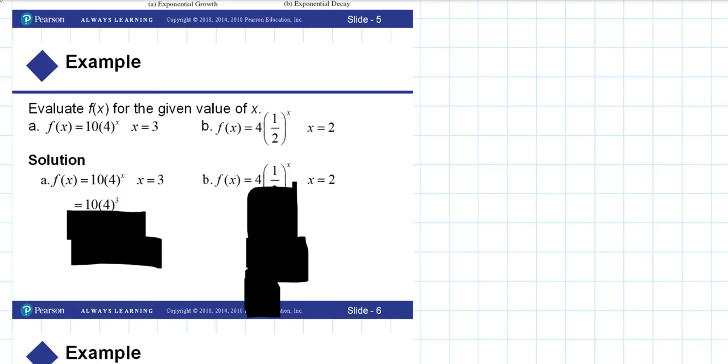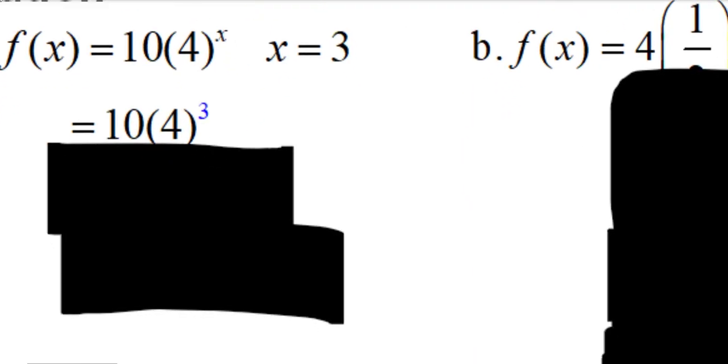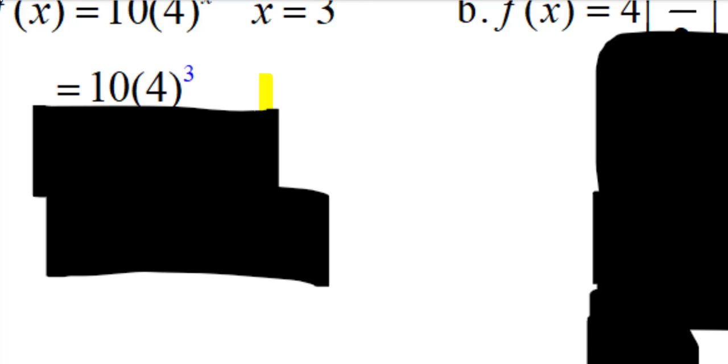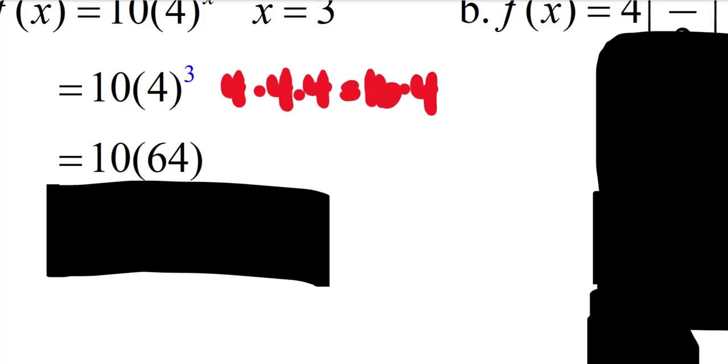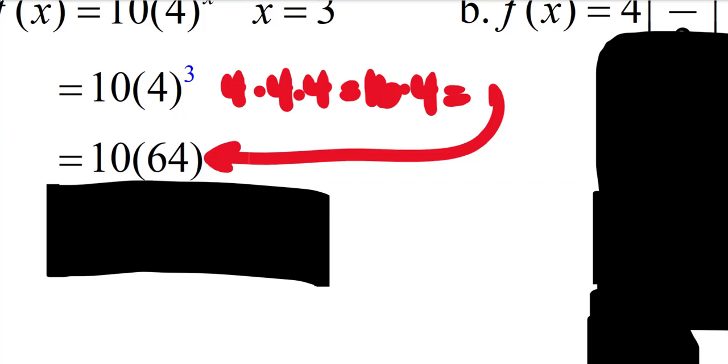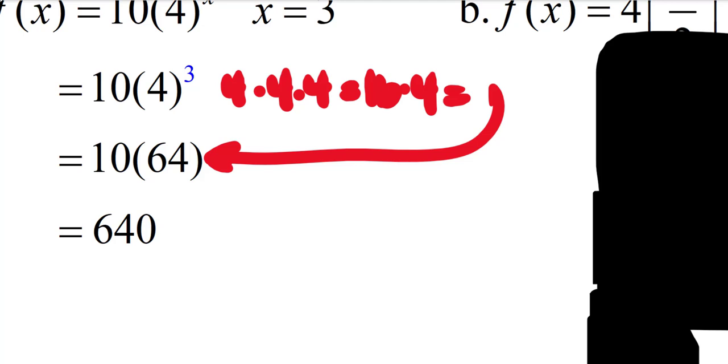So if you plug in the 3 for that x value, then you end up with that 4 being cubed. So 4 times 4 times 4, which is 16 times 4, which is 64. Okay, and then you can multiply that by the 10 because there's no longer an exponent there. Then that would get you the 640.